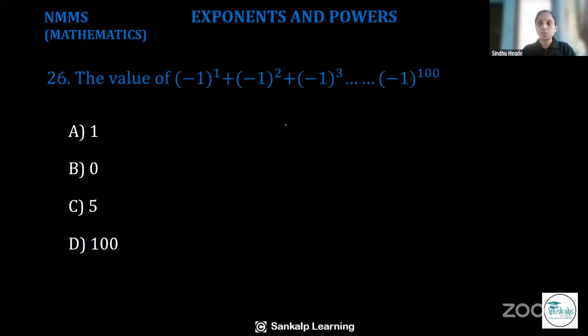Hello everyone, welcome to Sankalp Learning Solution. Let us see question number 26 of NMMS Maths, chapter Exponent and Powers. The value of minus 1 raised to 1 plus minus 1 raised to 2 plus minus 1 raised to 3 and so on up to minus 1 raised to 100 is what? Option A 1, option B 0, option C 5, option D 100. So the expression is minus 1 raised to 1 plus minus 1 raised to 2 plus minus 1 raised to 3 and so on up to minus 1 raised to 100.